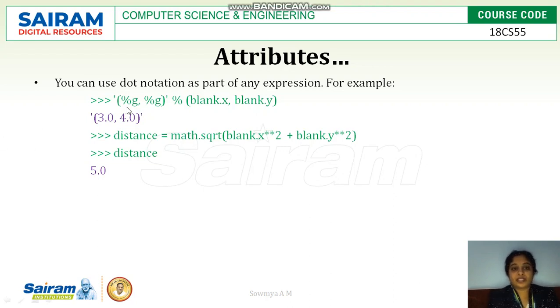So see here, %g will fetch the value of blank.x, blank.y, which is printed as 3.0 and 4.0. Or to calculate distance, math.sqrt of blank.x multiplied by 2 plus blank.y multiplied by 2 will fetch you the distance for the coordinates 3.0 and 4.0. So I hope you understood the topic. Thank you.